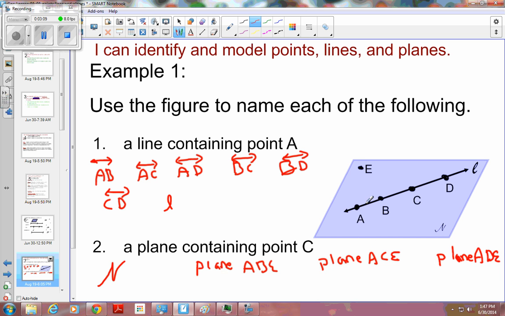I don't have to use the letter A. I could go to letter B. So I could say plane, and I could go B, C, E. I could go B, then D, then E. And I could go C, D, E.